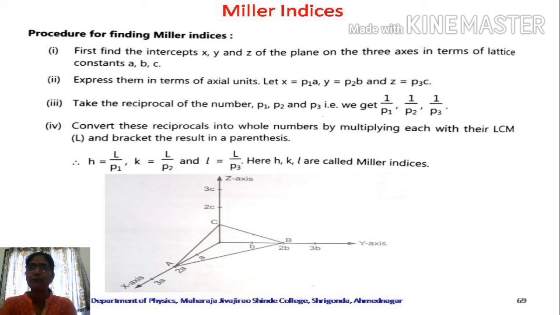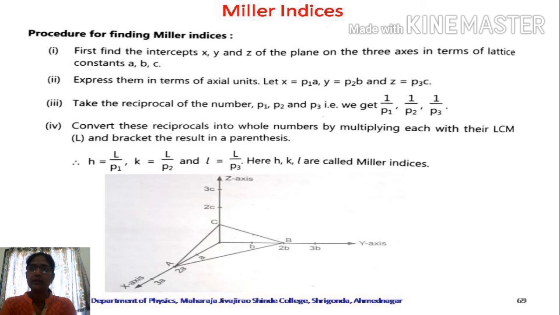It will give you numerical parameters, and after that you have to take the reciprocal of these numerical parameters. This will give you the reciprocal values, and you have to find the LCM of the denominators and multiply the reciprocals with the LCM. You will get whole numbers. You have to mention them in a bracket, and this is nothing but the HKL value of the plane.